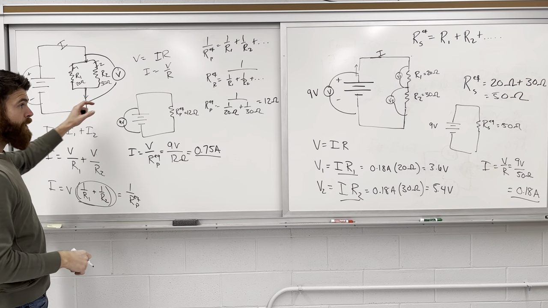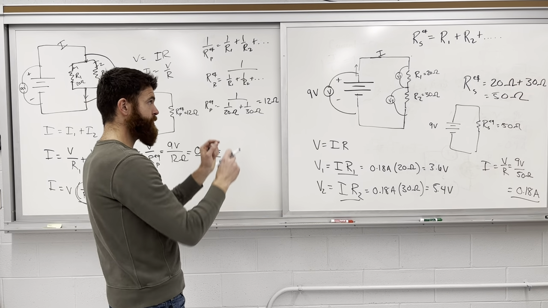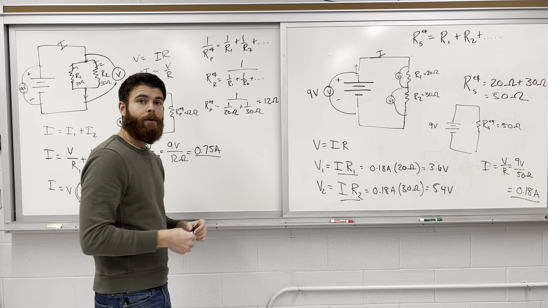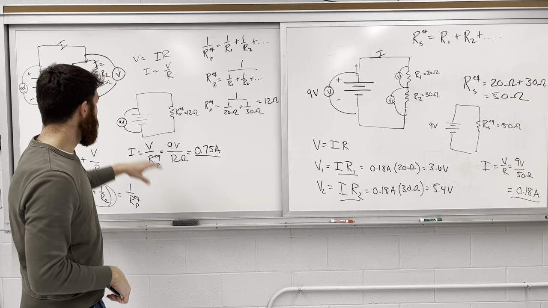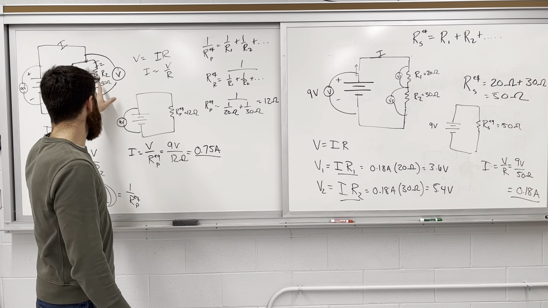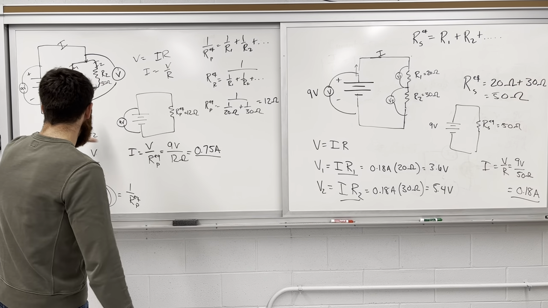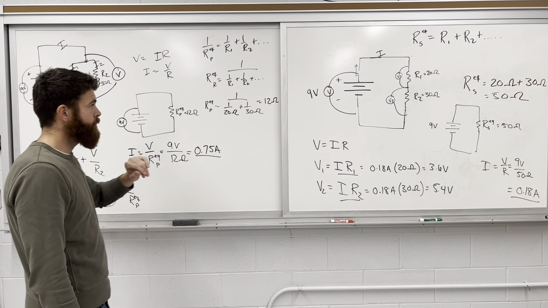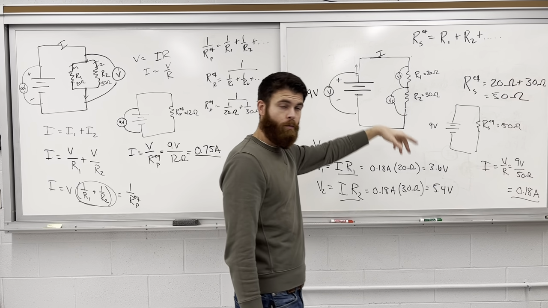All right, so if we set up these two circuits, which battery will run dead first? This battery, because more current is flowing through it. There's less resistance, and so there's more current. So this battery will run out of charge before this battery. This battery will run longer.